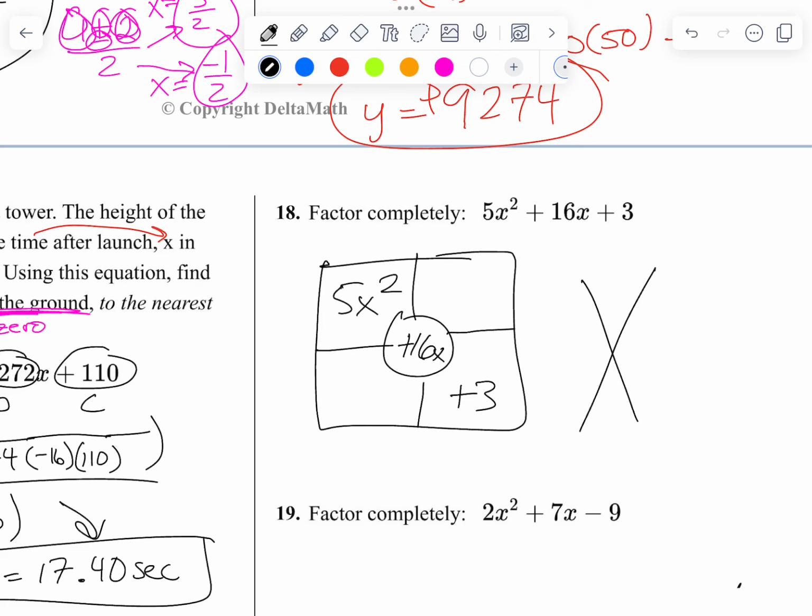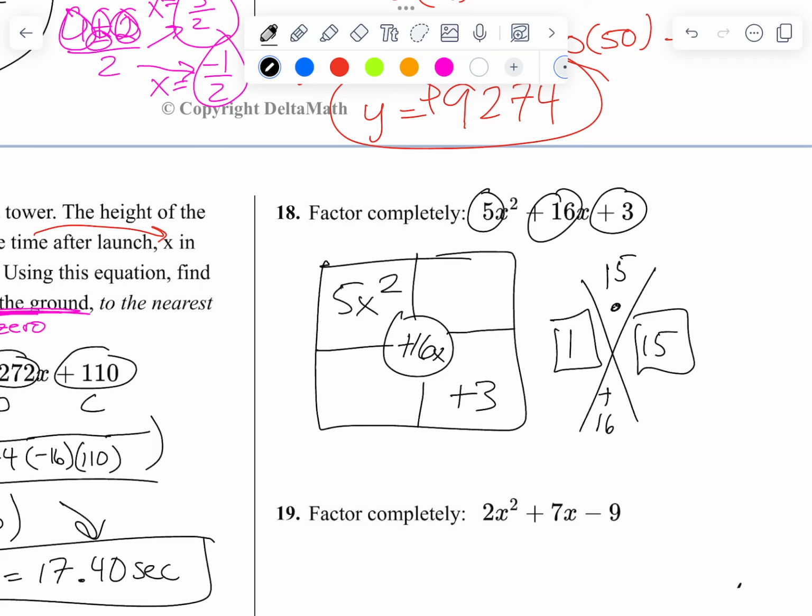So for the top, it multiplies to a times c. So 5 times 3 is 15. So I'm looking for two numbers that multiply to 15, but they need to add to 16. So the two numbers that I know that would do that would be 1 and 15. So in one of the boxes I put 15x, and the other one I put 1x, or I could just put x. And then, so this will be the answer, I'll do it in pink.